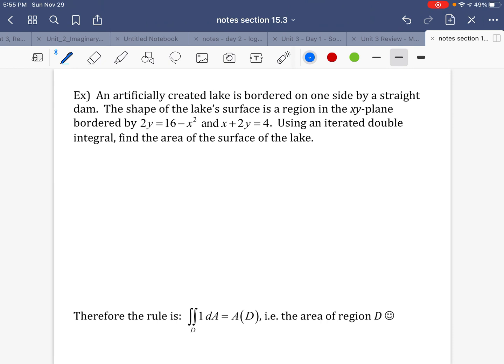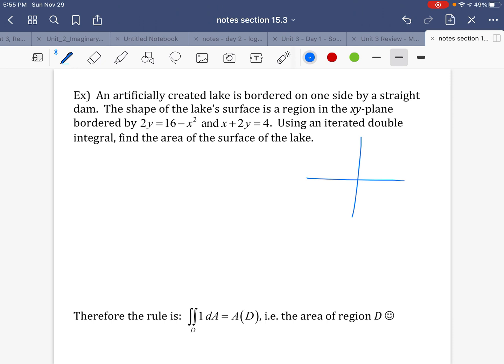All right, so this last little problem right here, we're going to set this up. I think we're just going to set this one up. We're not going to do it all the way. So an artificial lake is bordered on one side by a straight dam, and then the shape of the lake surface is a region in the xy plane bordered by 2y equals 16 minus x squared and x plus 2y equals 4. So if I solve that for y, I get y equals 8 minus 1/2 x squared.